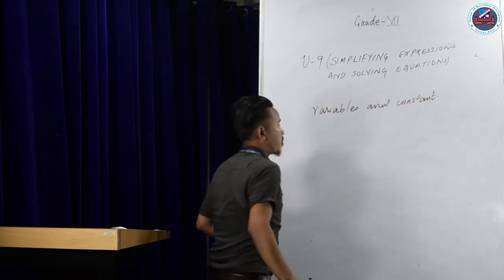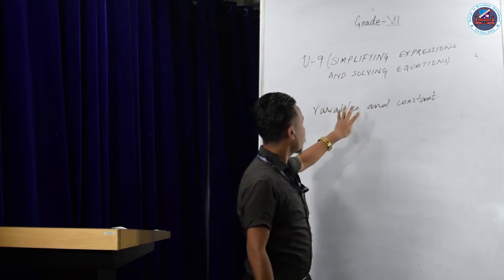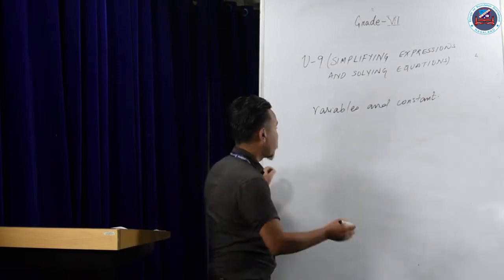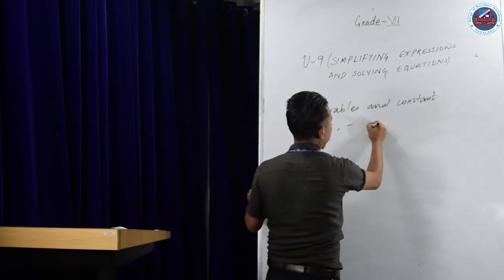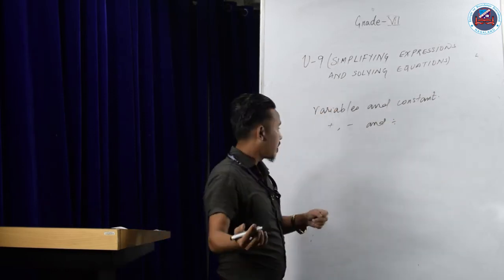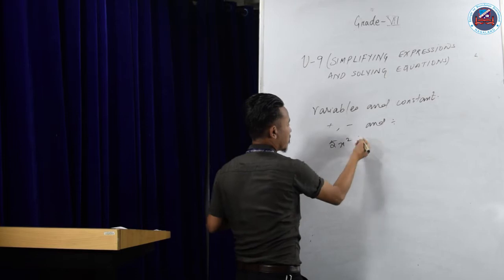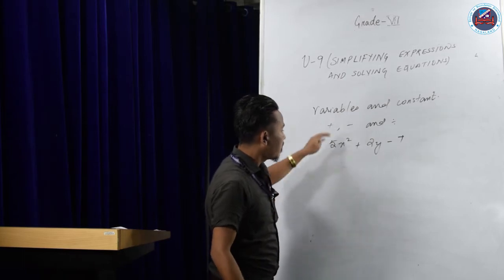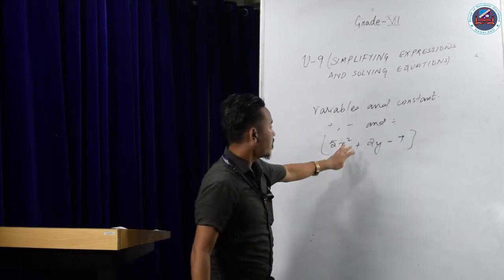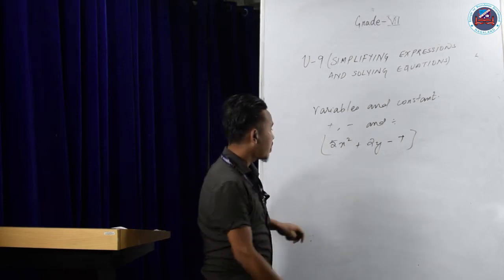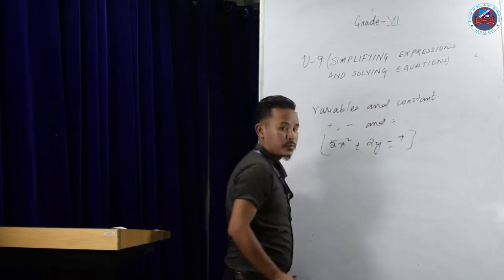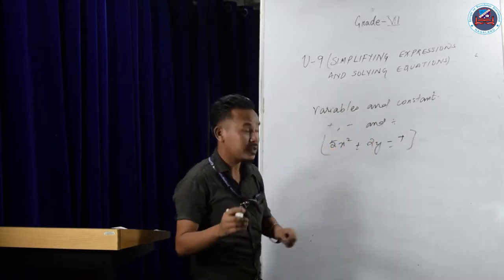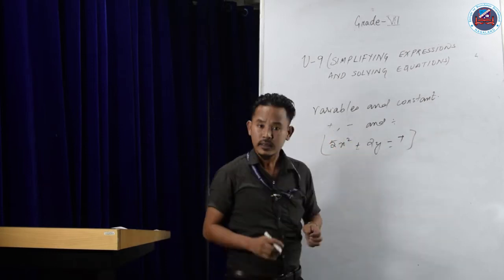It's very important to remember that it's a combination of variables and constants connected together by the mathematical operations such as addition, subtraction, and division. Example: 5x squared plus 2y minus 7. We can see here each of the terms is separated by one addition, the other one subtraction. So each term is separated by the mathematical operations of addition and subtraction.